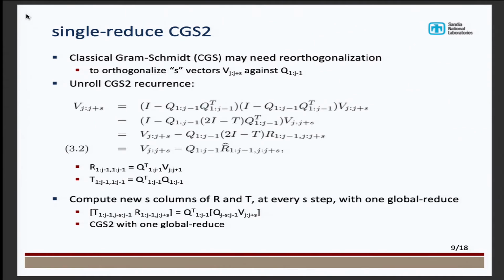But in finite precision, this does not become identity. So we are basically updating this R matrix using this T matrix. Using this, we can apply this classical Gram-Schmidt twice using this updated matrix R. And the nice thing here is both this R and T matrix can be computed with just one global reduce. And by using this, we can apply this CGS2 with just a single global reduce.